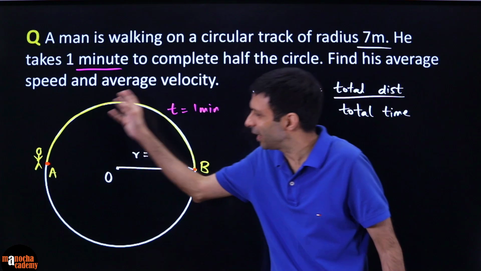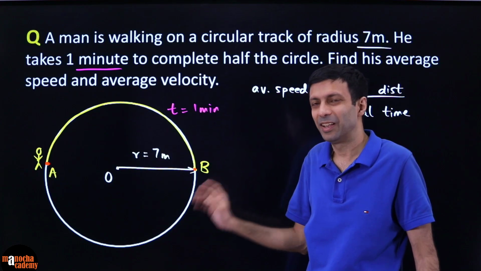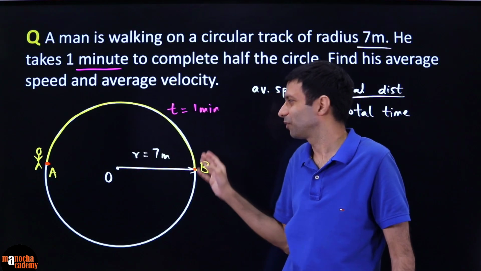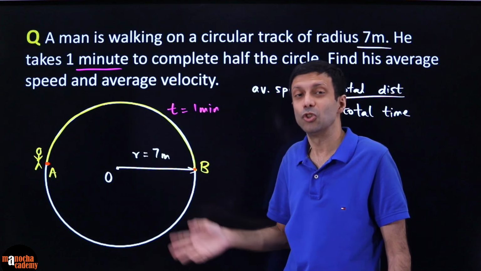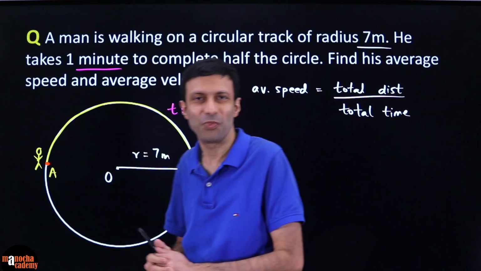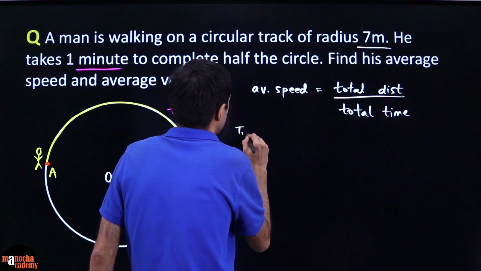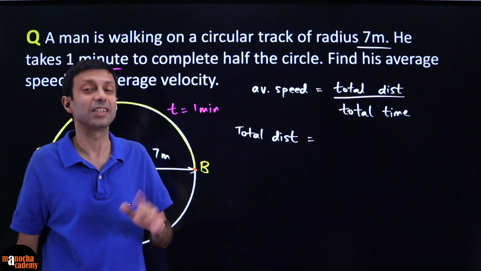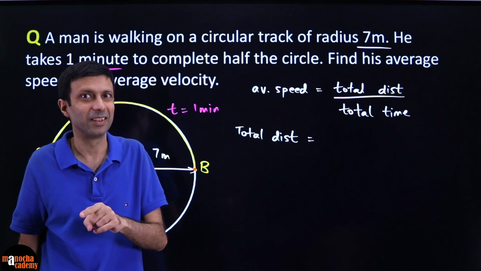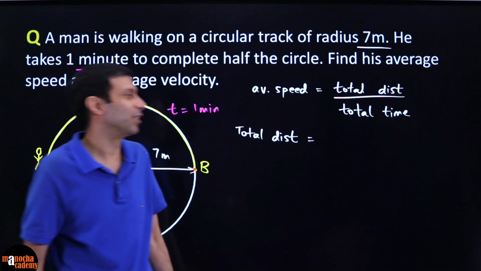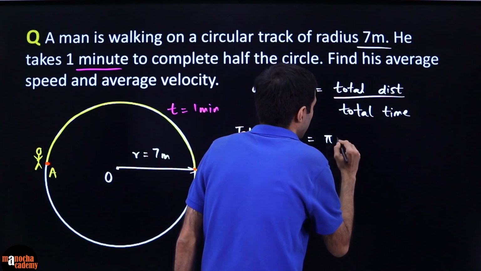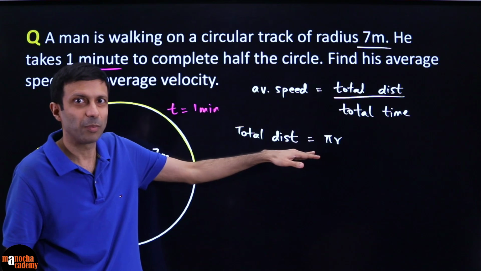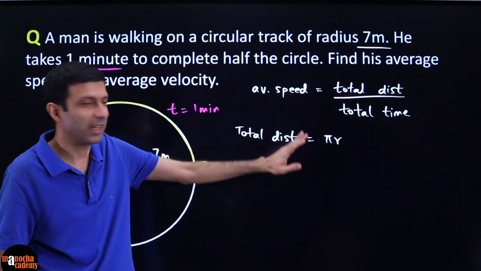So do you guys agree it's going to be half the perimeter of the circle? If you had completed the full circle, it would have been the full perimeter, but this is a semicircle, so half the perimeter. Can you tell me what formula I should use here to find the total distance? If you had completed the full circle, the circumference of the circle is 2 pi r, but this is half of the circumference, so it's 2 pi r by 2, which is pi r.